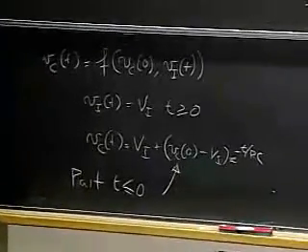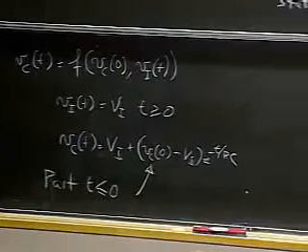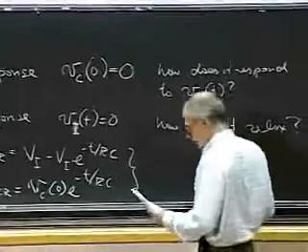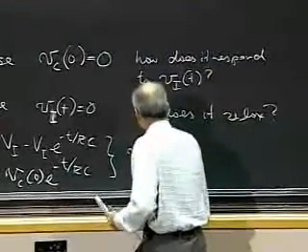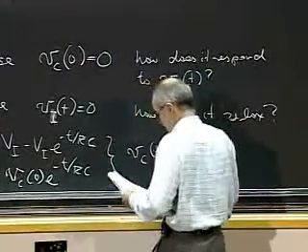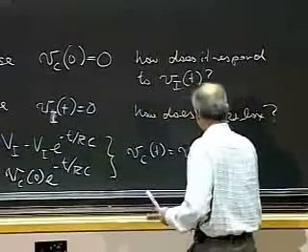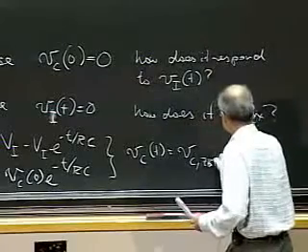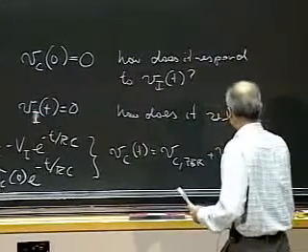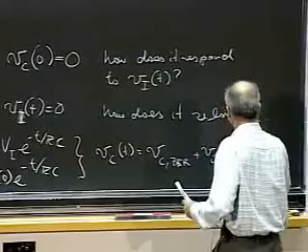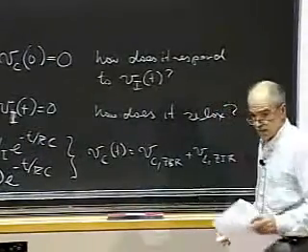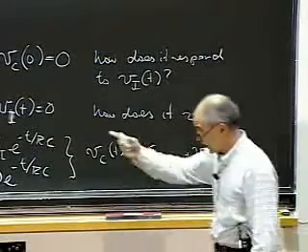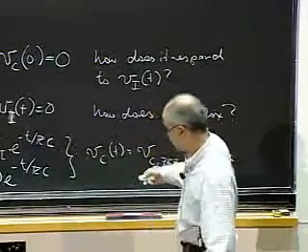It's a sum. It's a superposition of the two. So what basically we see here, and that's actually a general statement, is that VC is equal to VC ZSR plus VC ZIR.